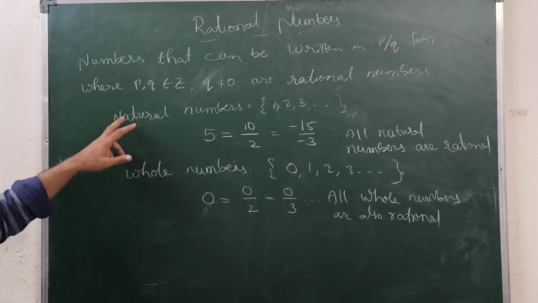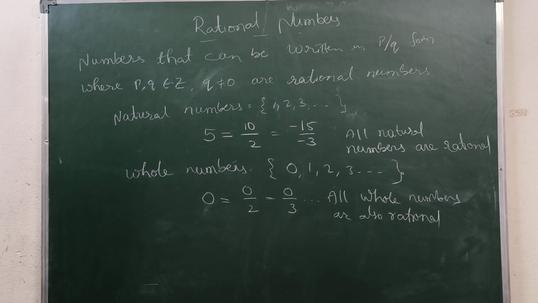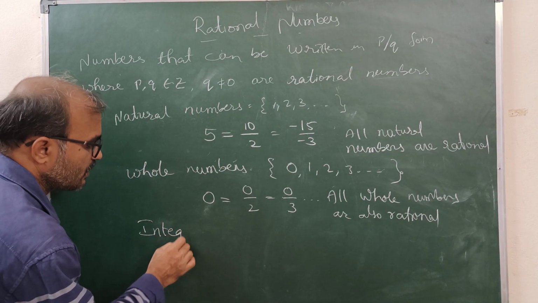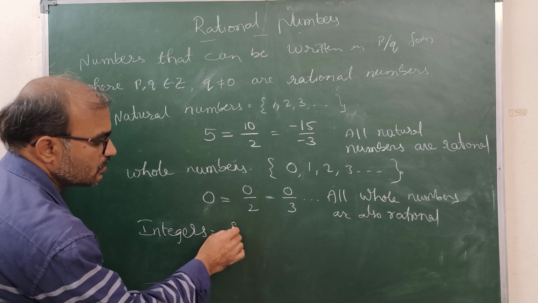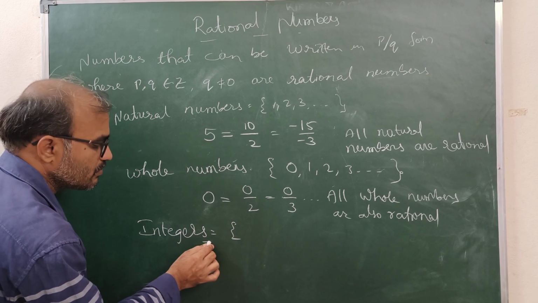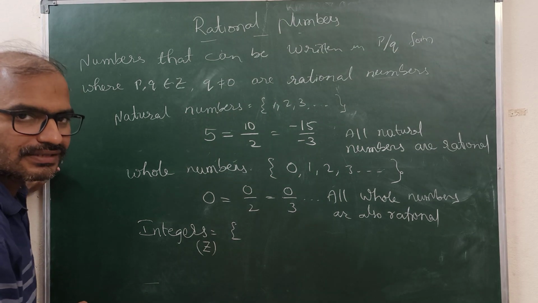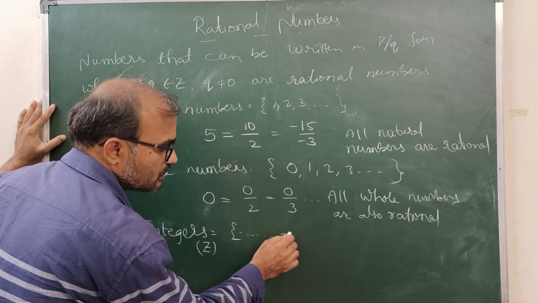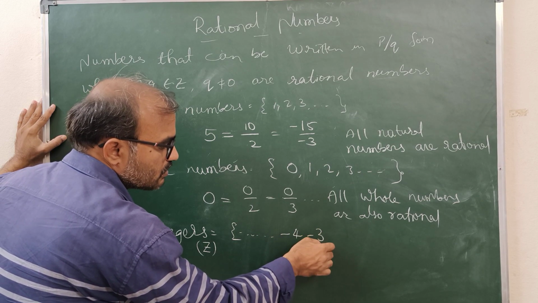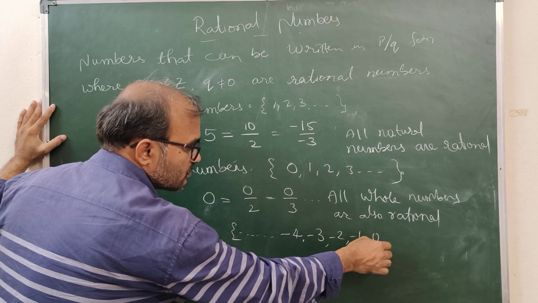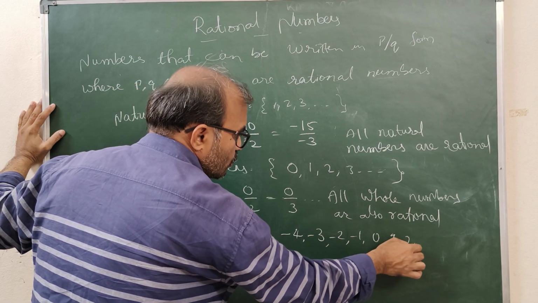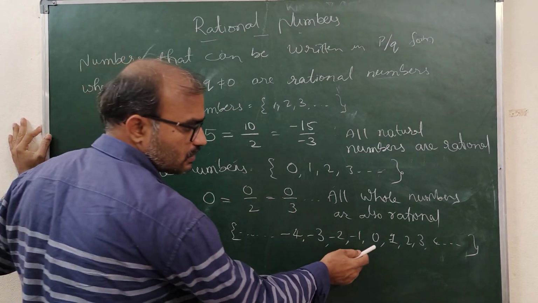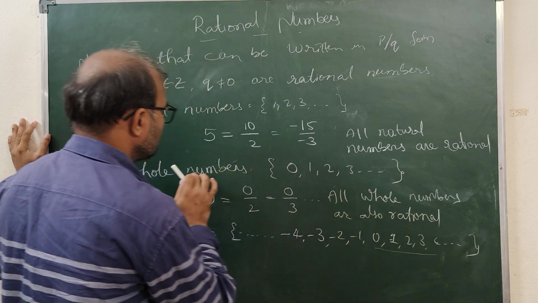After natural numbers and whole numbers, which numbers will be there? Integers will be there, right? What is the set of integers? Integers are represented by the symbol Z. Z stands for Zahlen. So in this set, dash, minus 4, minus 3, minus 2, minus 1, 0, 1, 2, 3, 4, dash. So we already know that from 0 onward, all these numbers are rational numbers.